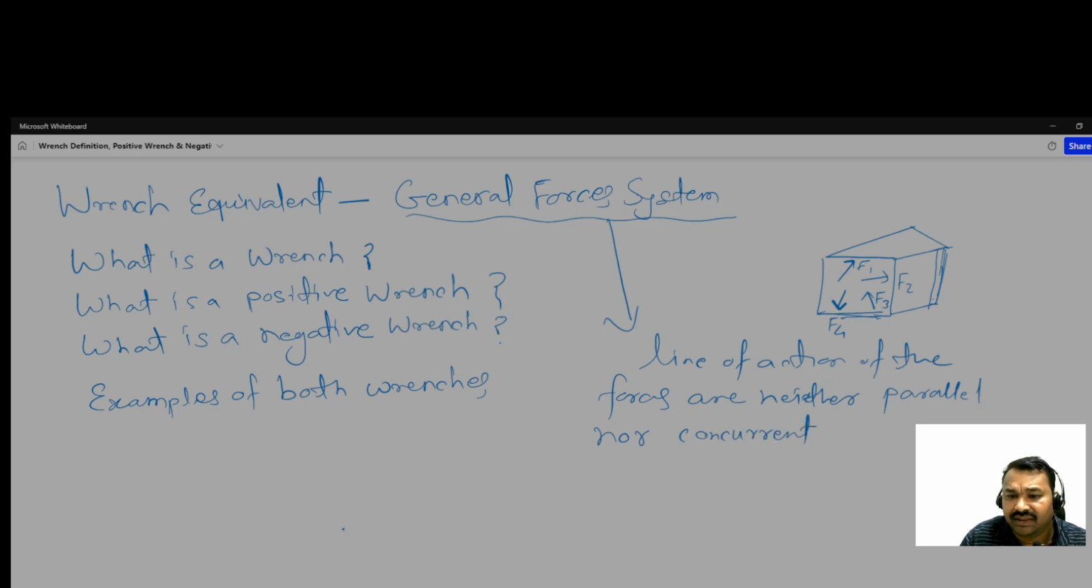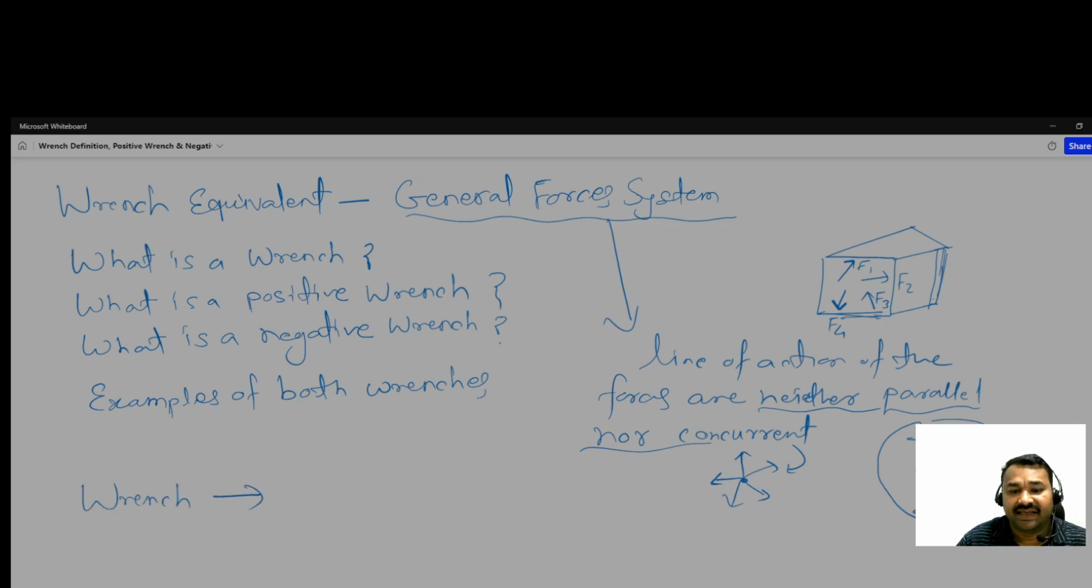Okay, concurrent means all the forces pass through the same point, a common point. This is the example of concurrent. And parallel means these are the forces where the lines of action of all the forces are parallel. So if neither parallel nor concurrent forces are there, then the system is known as the general force system. Okay, now let us talk about range.